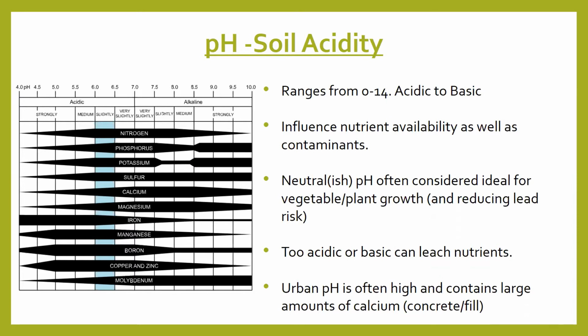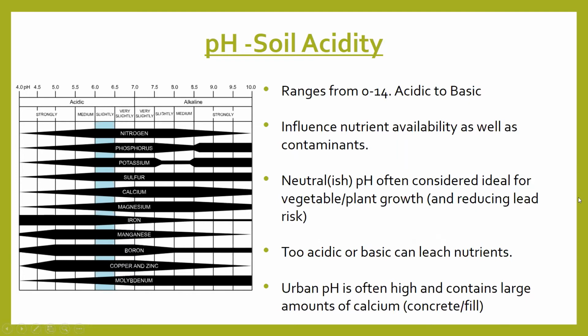And the range is from 0 to 14, but obviously at the extremes, that's not something that plant life can be sustained in. So what you're looking at here is the 4 pH to the 10.0 pH, and a list of nutrients, both macro and micro. And the thickness of the lines on this chart that you see on the left of your screen relate to the availability of these various nutrients at different pHs.